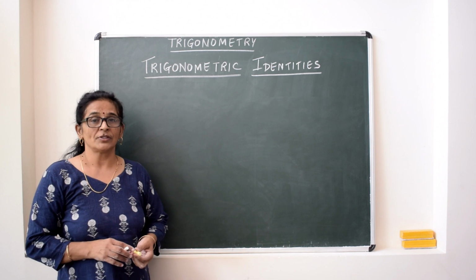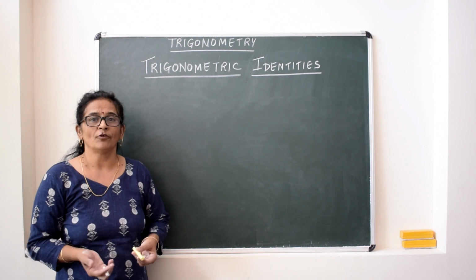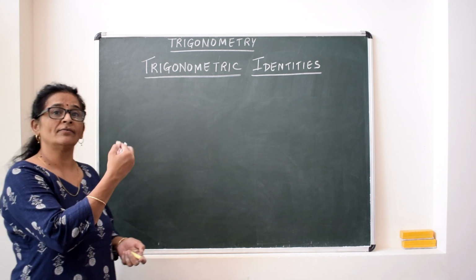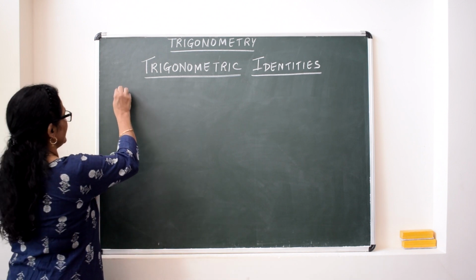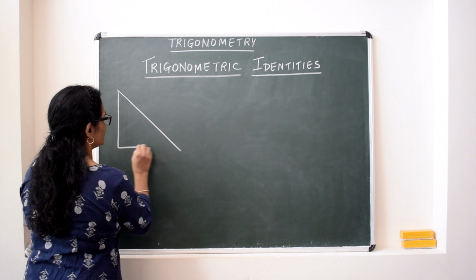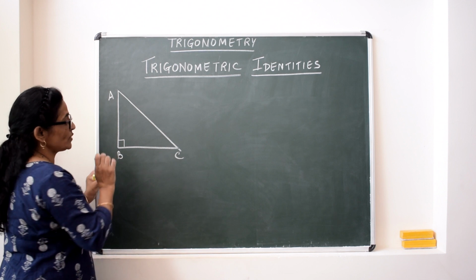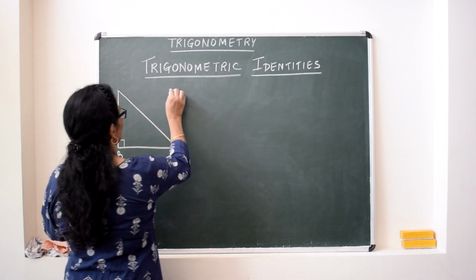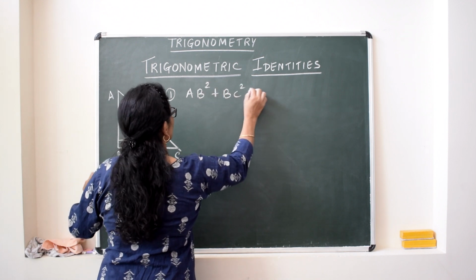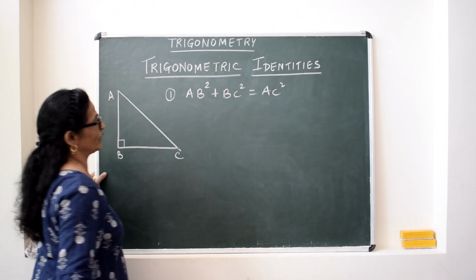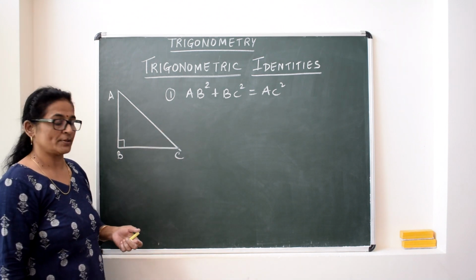Now we will discuss trigonometric identities. Identities are the rules, or you may say the formulas, which are true for all the values of the variables used for the trigonometric ratios. So for that we will take a right angle triangle which is right angled at B and we'll use the Pythagoras theorem first. So AB square plus BC square is equal to AC square. This is perpendicular square plus base square is equal to hypotenuse square.